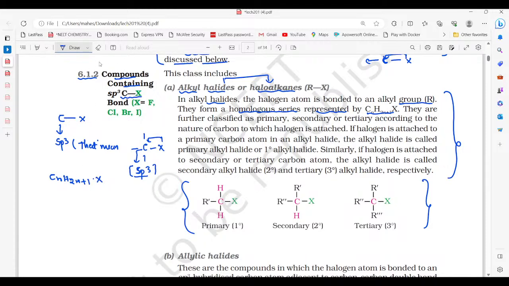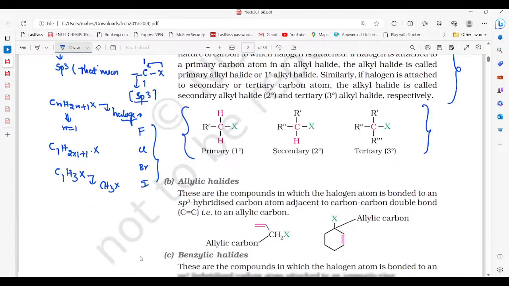Here we observe, for example, CnH2n+1 X. Here X means halogens. Try to understand what we mean by halogens. Fluorine, chlorine, bromine, iodine are called halogens. For example, if you take n equal to 1, it becomes C1 H(2 into 1 plus 1) X, which is H3X, so it gives rise to CH3 halogen. It is called the methyl halide.